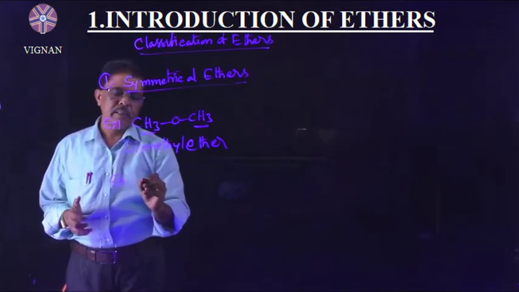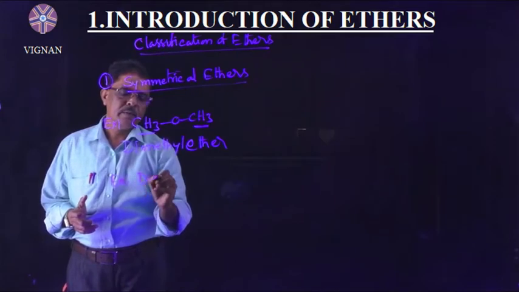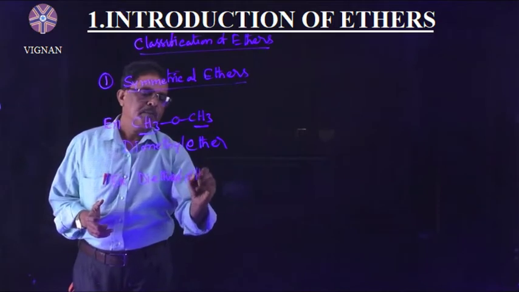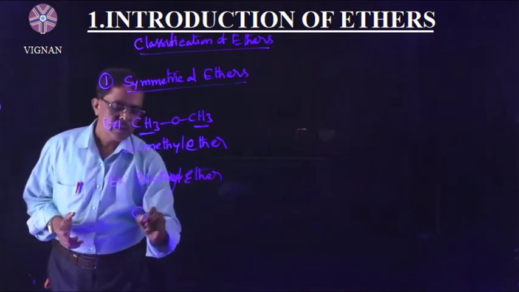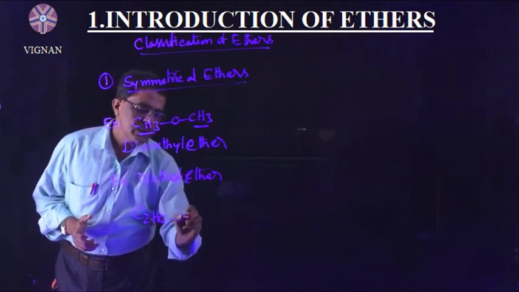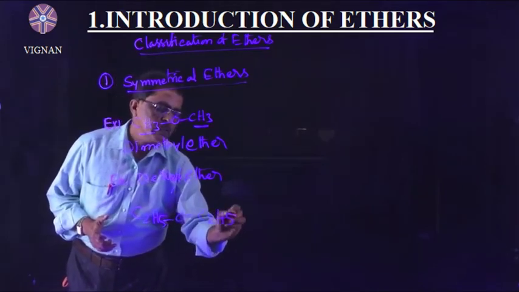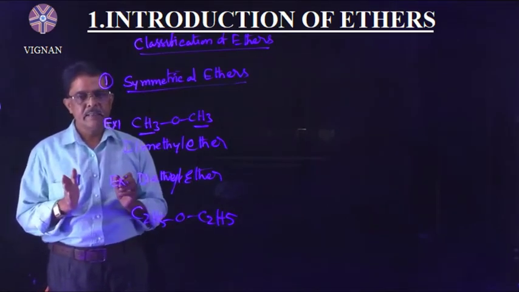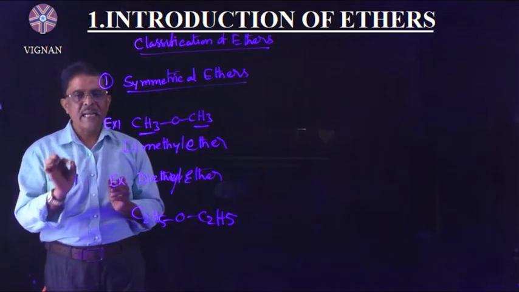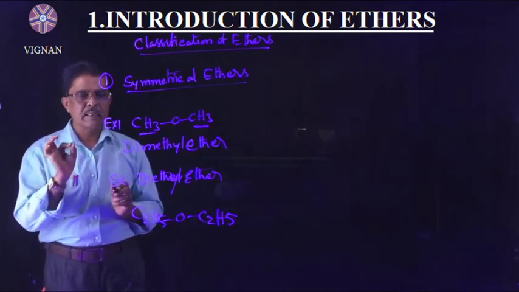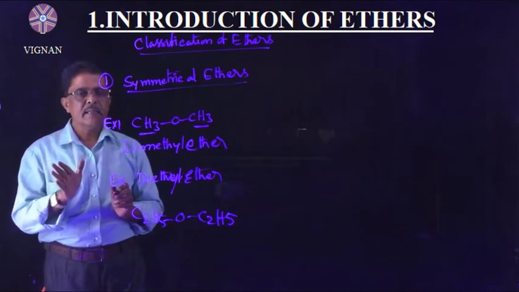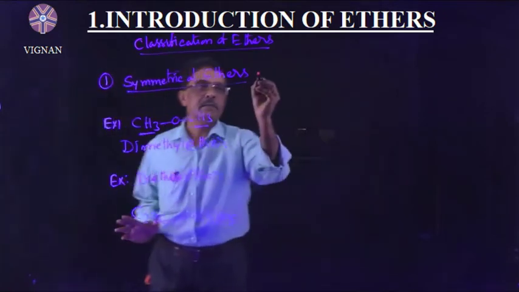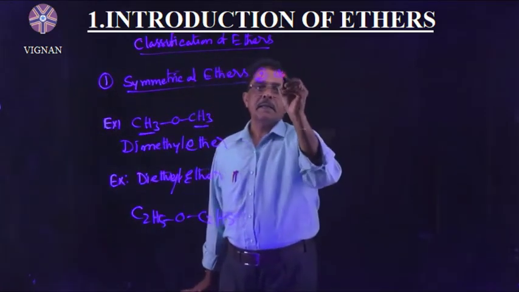Example number 2 is diethyl ether, with formula C2H5OC2H5. In this case also both alkyl groups are identical. So an ether which contains two identical alkyl groups is said to be a symmetrical ether.